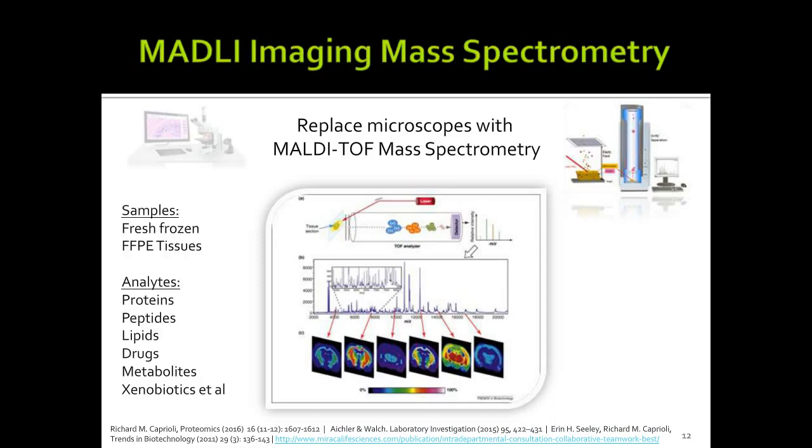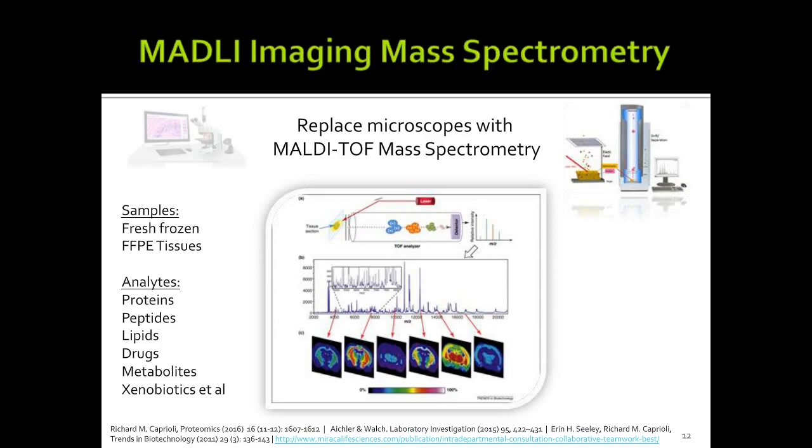The samples people have been using are either fresh frozen or formalin-fixed paraffin-embedded tissues, FFPE tissues. With the power of mass spec, we can analyze proteins, peptides, lipids, drugs, metabolites, or even xenobiotics. While we're excited with a lot of developments, there are also certain challenges.